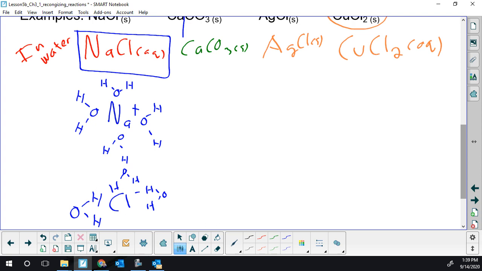It's too big a pain. We don't want to have to write sodium plus aqueous plus chloride minus aqueous. We always put them together.